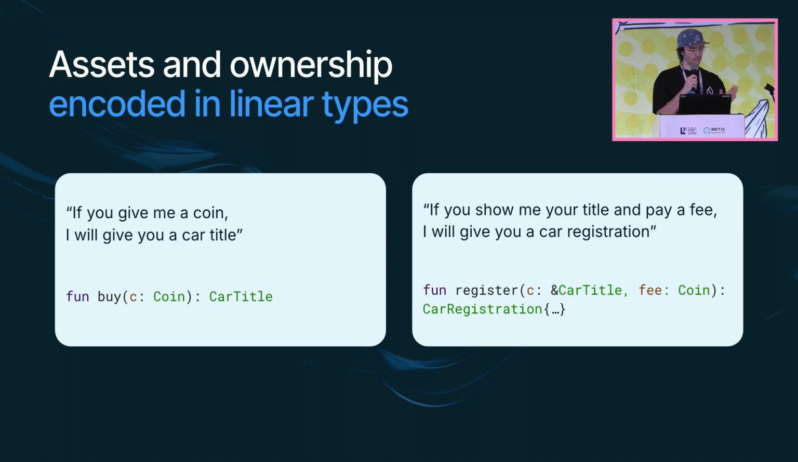So the coin would probably be sent to whoever owns a contract or whatever, and then in return, you're given a car title. This car title object is then sent to your account, and it represents ownership of this car title.